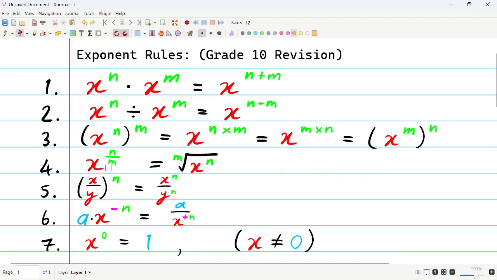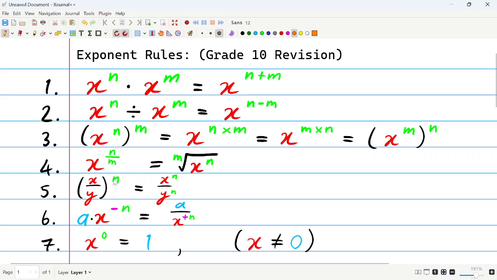Okay, and now moving on to number 5. Number 5 is the distribution method. Now, x over y, we added y now as a variable. Notice it's still in red because it is still considered a base. x over y, all raised to the power of n, right? Let's get back to the pointer. is equal to x to the power of n divided by y to the power of n.